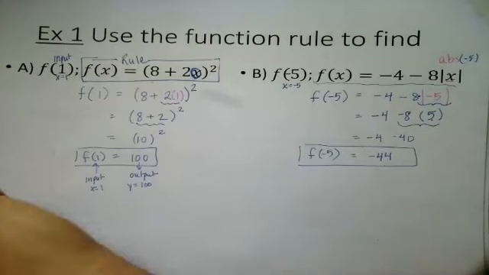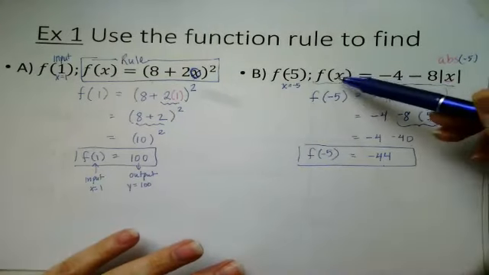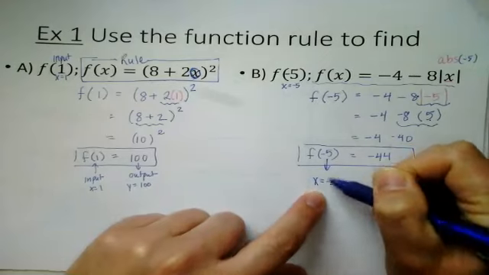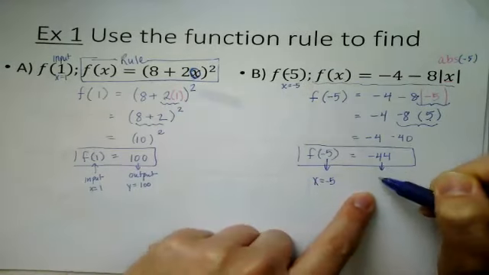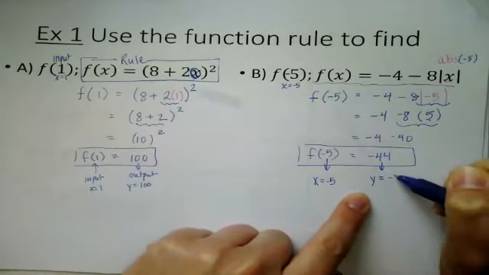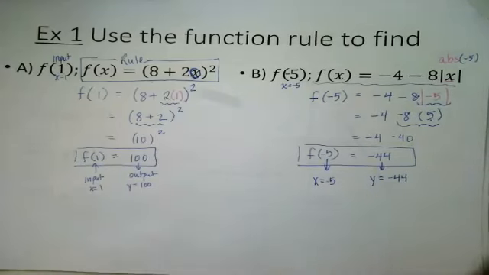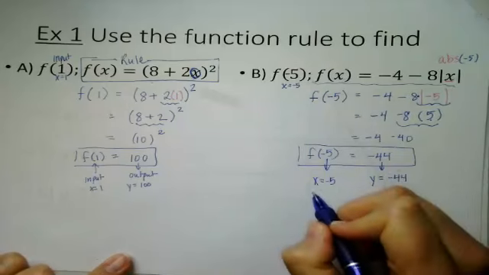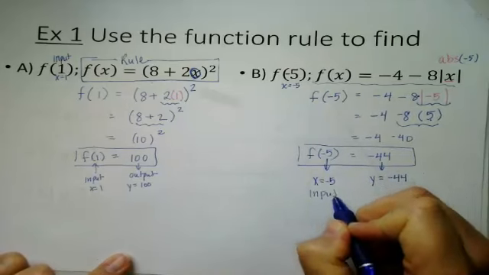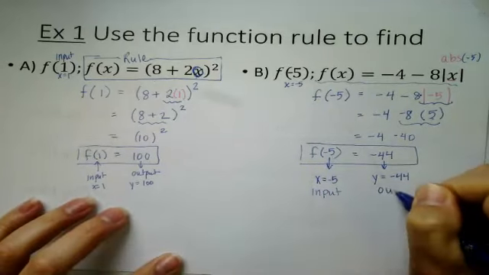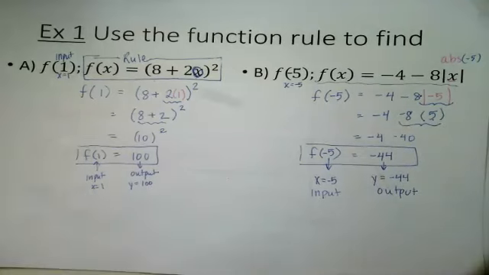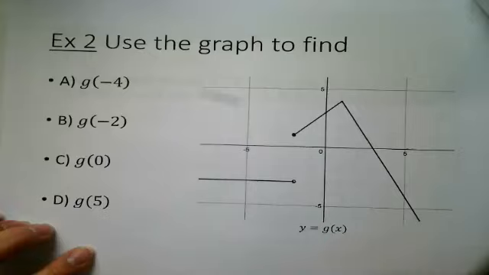So again, what we're finding when we're doing this function notation is that we have an ordered pair. We plugged in -5 for x, and we're getting an output or a y value of -44. And so when we see a function notation like this, it's really saying if you have an input or an x value of -5, what is the output or the corresponding y value? So that's what we want to find when we're given a graph like this one.